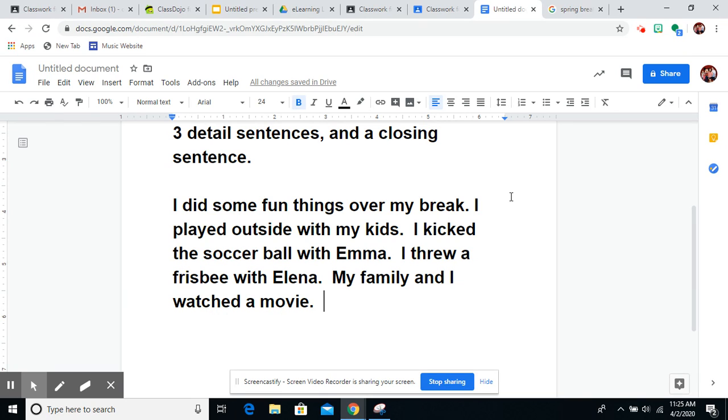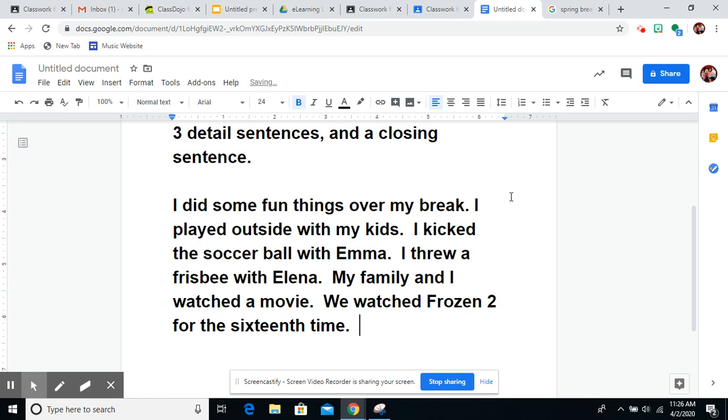I could say, we watched Frozen 2 for the 16th time. In my family, we love watching Frozen 2. I think mostly we like watching it, but we also really like singing with it. So we watched Frozen 2. All right. Again, that's more information. That's another detail about what in particular my family watched.